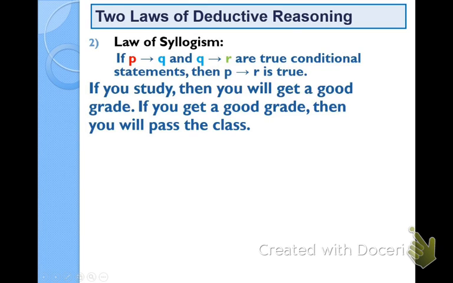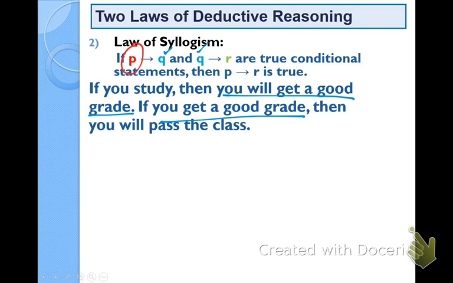So here's what I want you to know. You need to figure out what overlaps. What two statements are mentioned? Well, what one statement is mentioned twice? You will get a good grade. So this would be considered the blue, the Q here. Okay, notice, so we got those. Now we need to decide what is the P and what is the R.